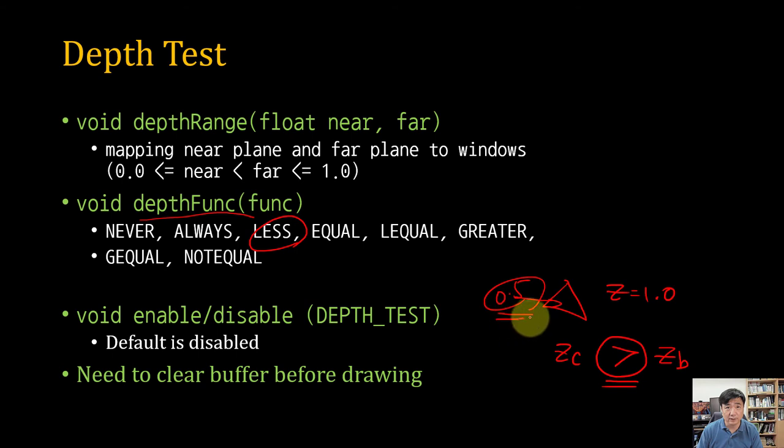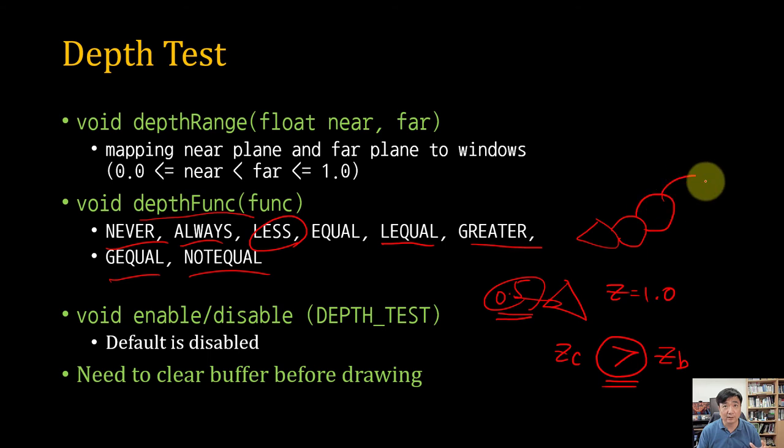If the new value is smaller than the existing value, then it will be updated. But we can change it with other functions, for example less than or equal, greater, greater or equal, not equal, never, always. Always means that the new drawing always replaces the depth buffer value. Never means that the new drawing is never drawn, regardless of the z value.